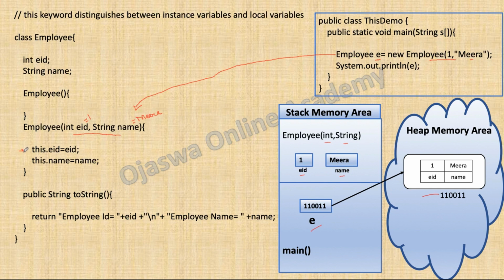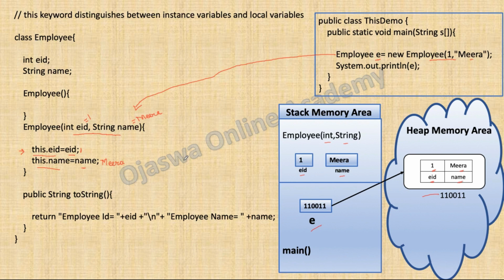When the control comes inside, the interpreter reads this.eid and it understands that EID to the left is an instance variable and EID to the right is a local variable. Now it is able to assign the value. So what is the value of EID? That is 1. Hence, instance variable EID inside object E will have value 1. this.name is the instance variable. What is the value for name? Mira will be assigned to this instance variable. Hence, inside the memory, instance variable name will have value Mira.